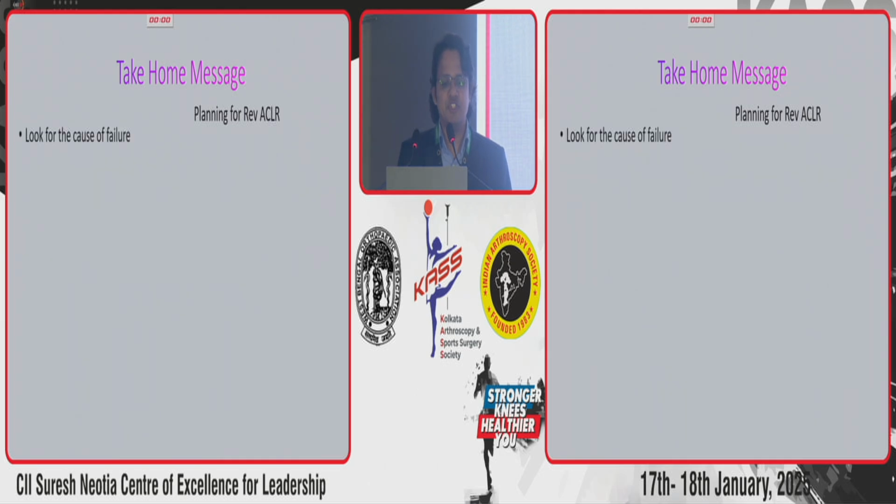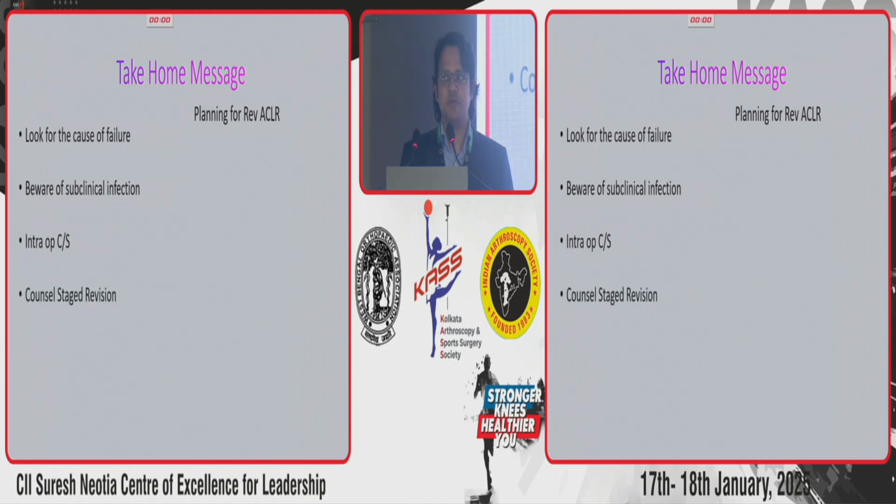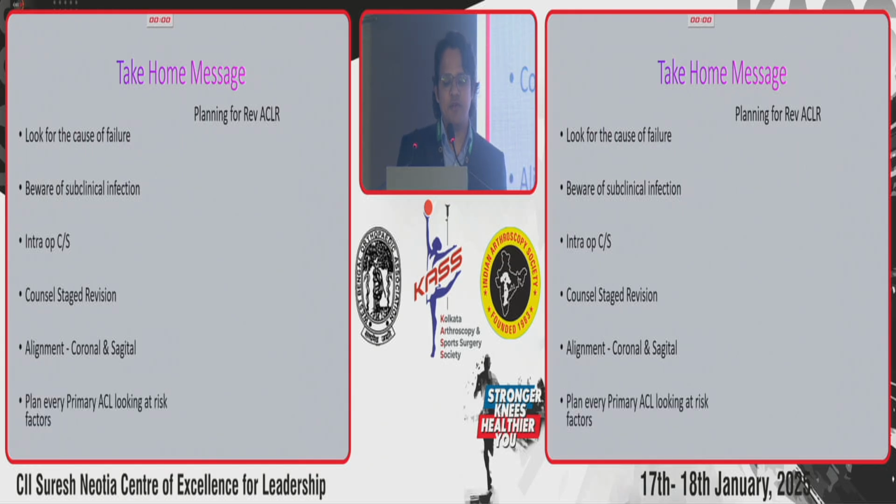Take home message: look for the cause of failure, beware of subclinical infections, intraoperative culture and sensitivity is essential, counsel the patient about staged revision, alignment and coronal length assessment is required, and plan for every primary ACL by looking at the risk factors.